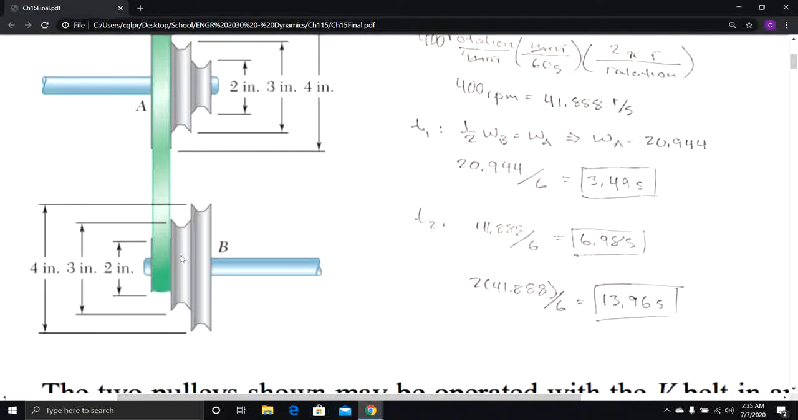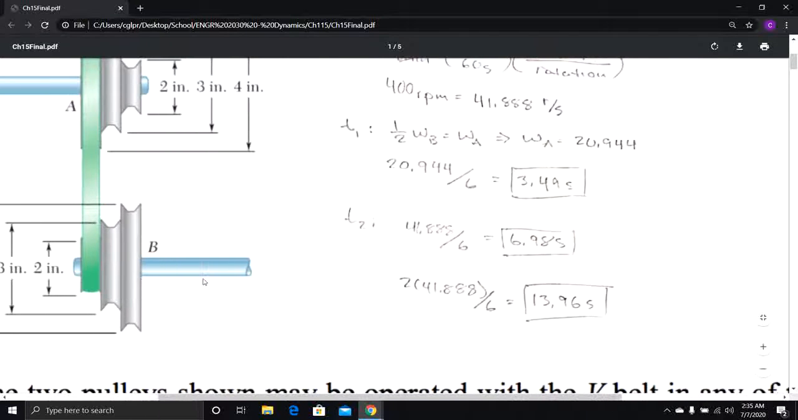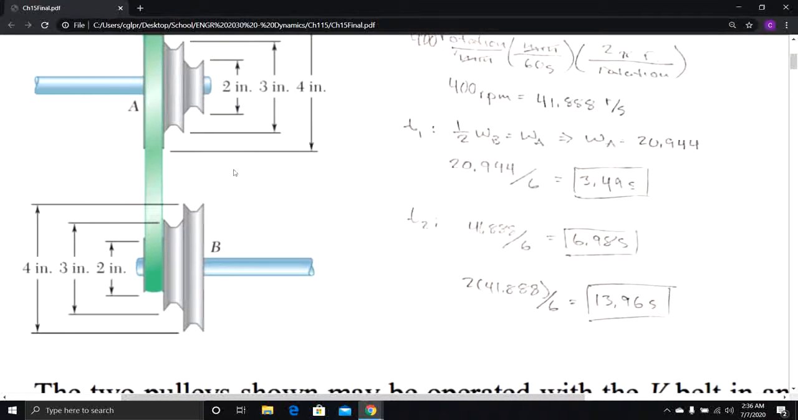In its second position, they're going to be equivalent to each other, 3 inches, 3 inches, so I just got to find out how long it's going to take for A to get to the 41.888. And then in its final situation, A needs to be rotating twice as fast as B.